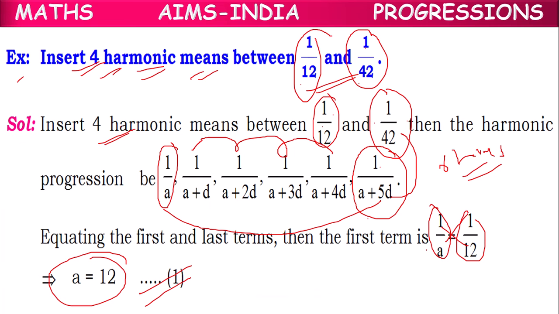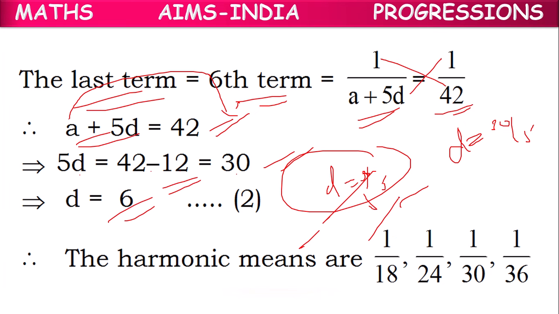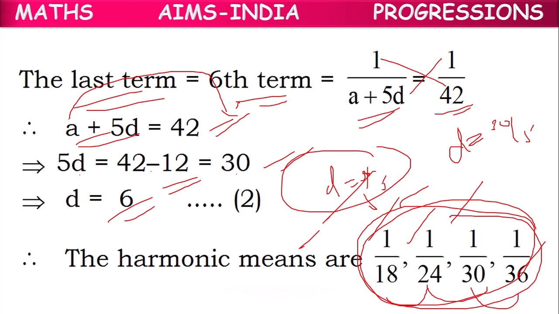So we have got the a value and d value. Now the harmonic means are: a plus d, 12 plus 6, 18. a plus 2d, 12 plus 2 into 6, how much? 24. Like that, 1 by 18, 1 by 24, and we can keep adding 6: 24 plus 6, 30, 30 plus 6, 36. These 4 are the harmonic means between 1 by 12 and 1 by 42.